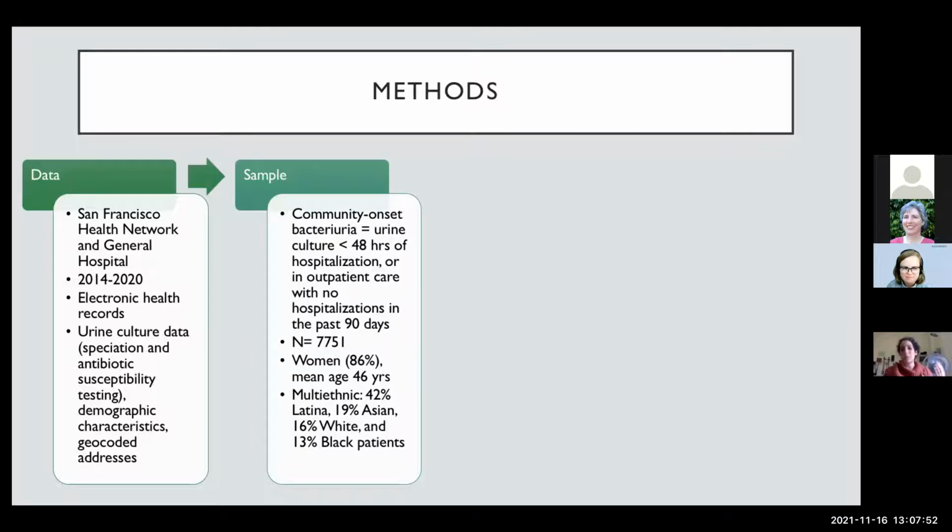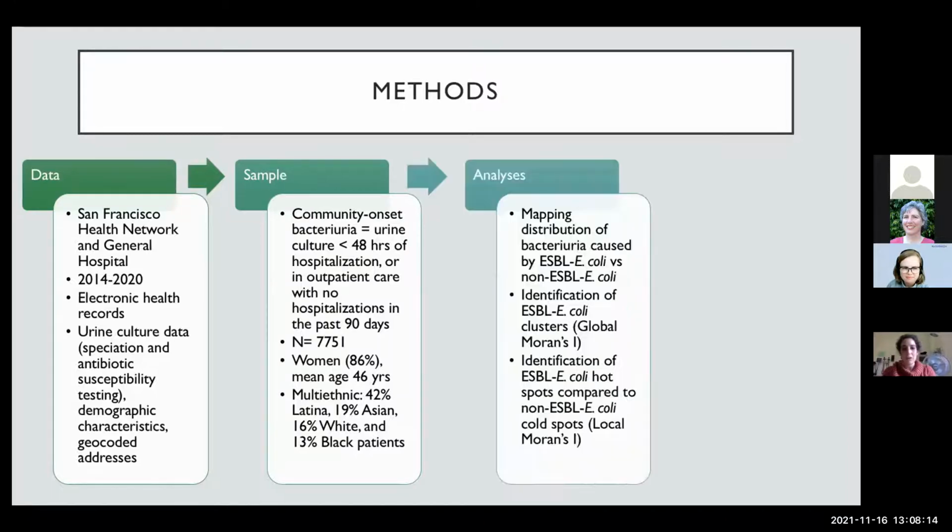So this is represented by urine cultures that were obtained less than 48 hours within someone being hospitalized, or in someone who was receiving outpatient care who did not have a hospitalization in the past 90 days. So this represents over 7,000 people. A majority of them are women, and mean age is 46 years, and this is a multi-ethnic group.